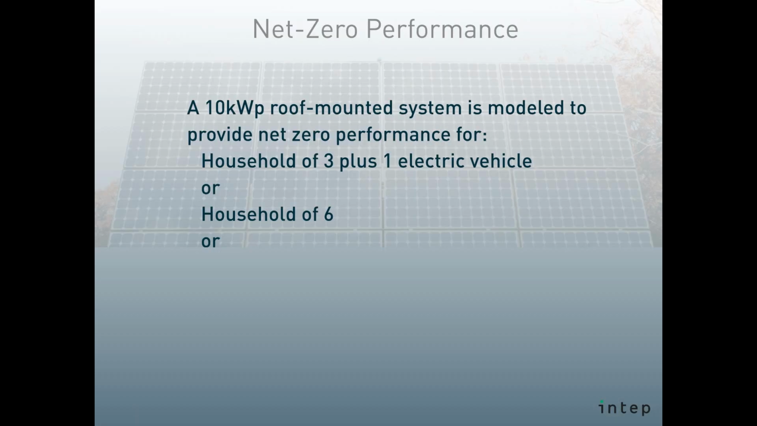Now, from the college, we got basically a 10 kW PV system that they have. And we know that has a certain output in any given year. And so we broke out, just to keep it simple, three line items here. What does that mean? With that system, they can become net zero for three people in the house and one vehicle, or six people in the house, or two people and two vehicles. So you can spin it any which way you want. There are more scenarios thinkable, but that was the discussion that we had.